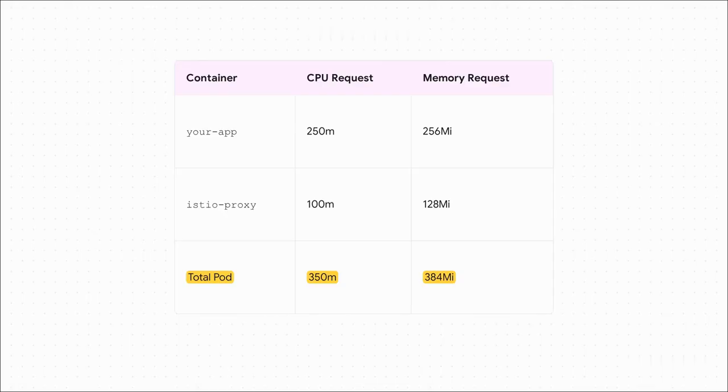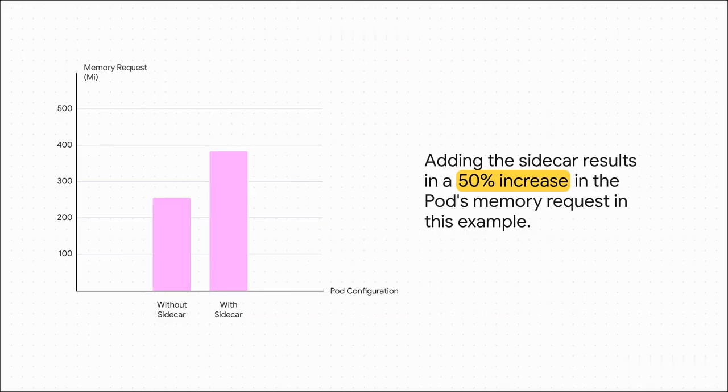Okay, check this out. Let's say your app normally asks for 250 millicores of CPU and 256 megs of memory. Pretty standard. Well, the Istio proxy, just by default, is going to ask for another 100 millicores of CPU and 128 megs of RAM right on top of that. So just like that, your pod's total resource footprint just took a pretty big leap. And when you see it as a bar chart, wow, the impact is pretty stark. I mean, just looking at memory in this example, that's a 50% increase for one pod. Now imagine you have 100 pods, or 1,000.